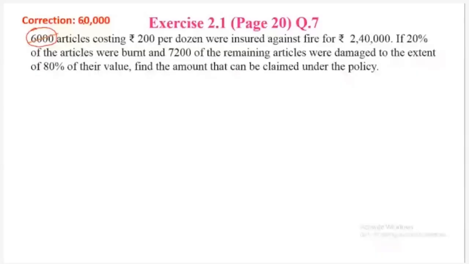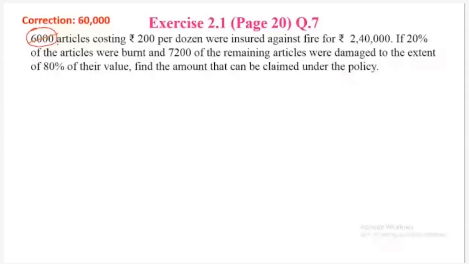Shall I start reading the question? Made the correction in the textbook, 60,000. How do I know it is 60,000? I'll come to that. In the question also you'll come to know. It has to be more than 6,000.